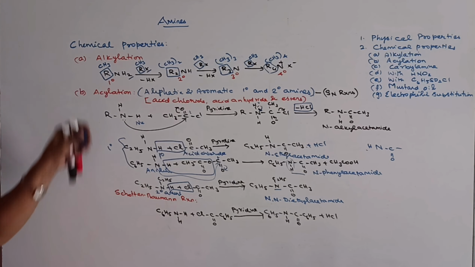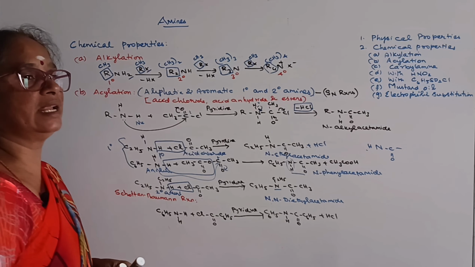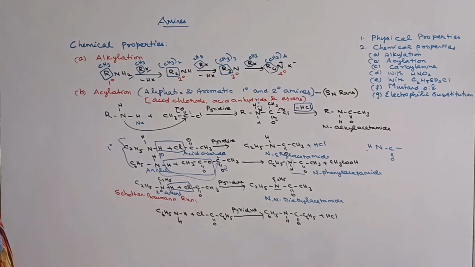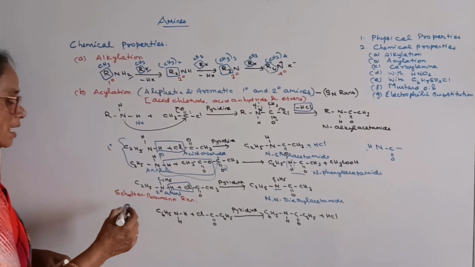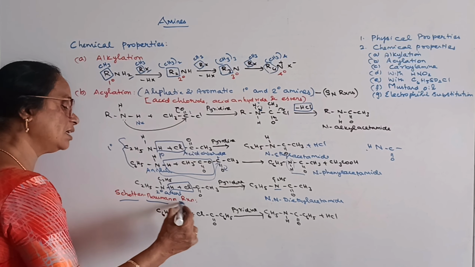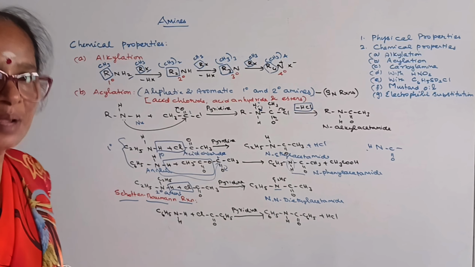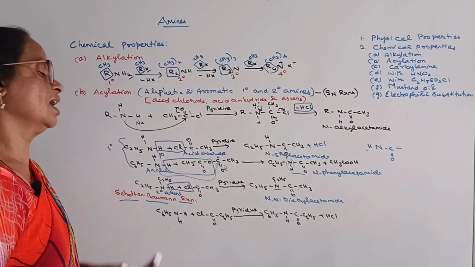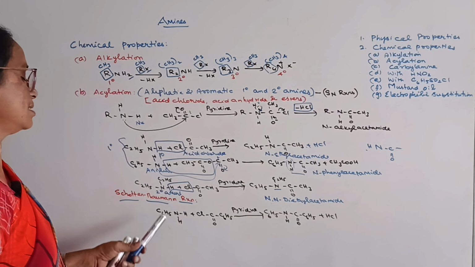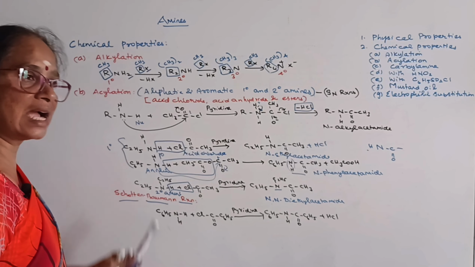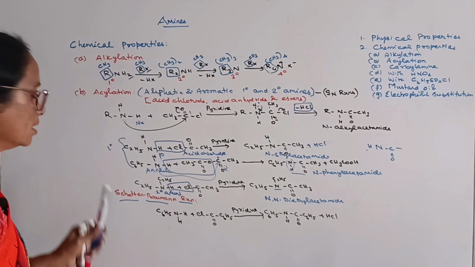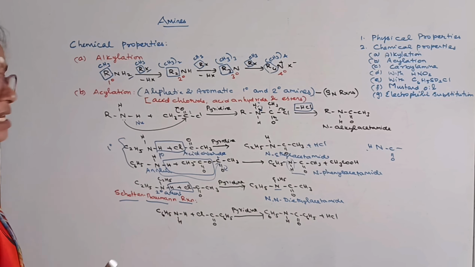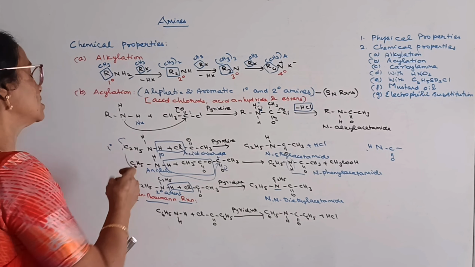So these are the examples of acylation reaction with aliphatic and aromatic amines. The next one, Schotten-Baumann reaction. This Schotten-Baumann reaction is a name reaction in which benzoyl chloride is treated with aniline. So the reaction between aniline and benzoyl chloride alone is termed the Schotten-Baumann reaction, and no other reactions are named like this.